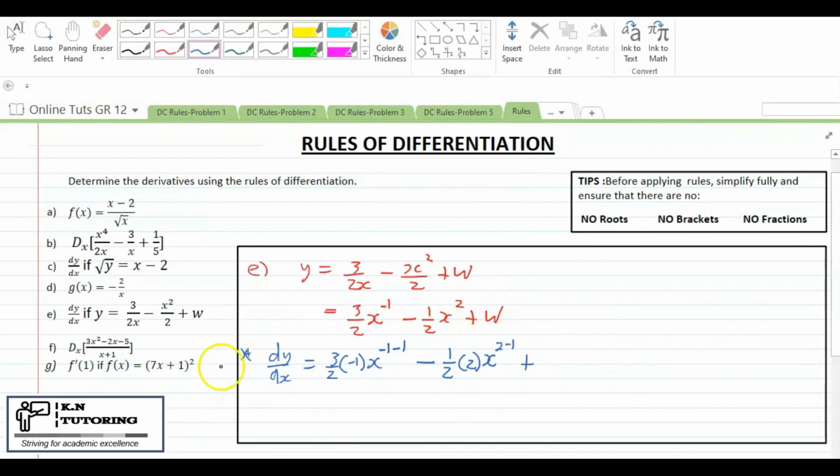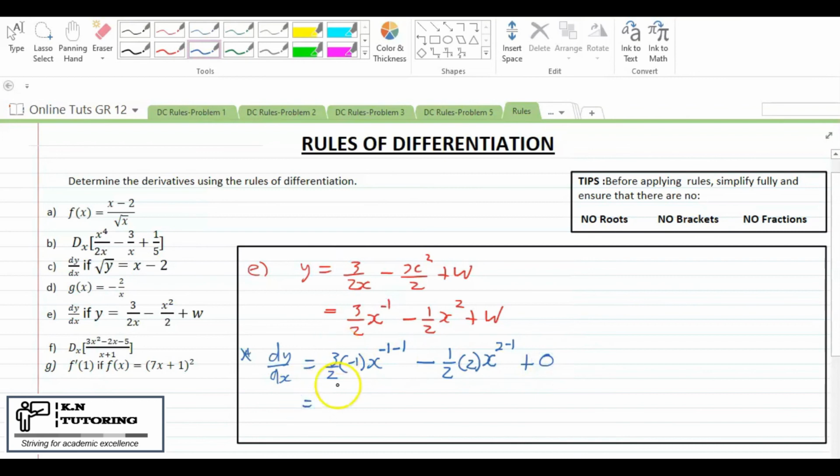Why? Because the question says here, the notation given, it says determine dy dx. So I must make sure that I have y as my subject of the formula, and I only differentiate all the terms that have an x. So everything that does not have an x, I ignore it. I take it as a constant. That is why this w is the same as a constant. It's the same as being 5, negative 25, negative 100. So the derivative of a constant, we know that it's 0.